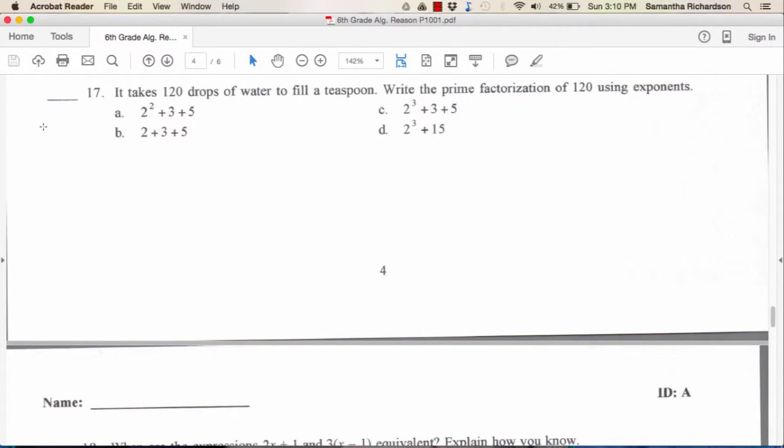Question 17. It takes 120 drops of water to fill a teaspoon. Write the prime factorization of 120 using exponents. A. 2 squared plus 3 plus 5. B. 2 plus 3 plus 5. C. 2 cubed plus 3 plus 5. D. 2 cubed plus 15.